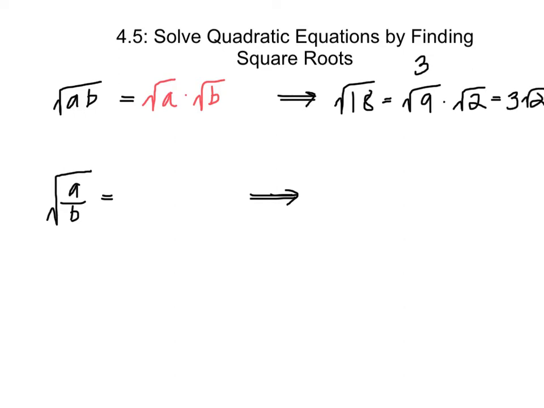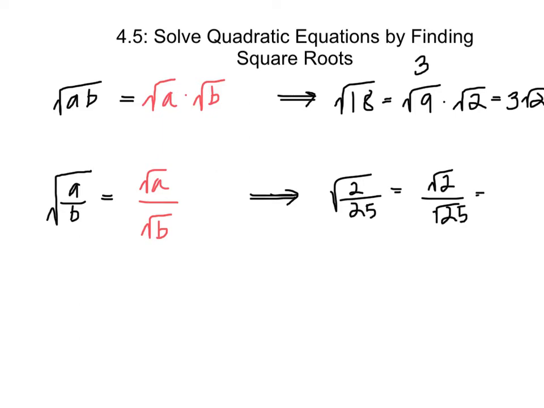Similarly, when we divide in a square root, so we have the square root of a divided by b, that's the same thing as the square root of a divided by the square root of b. And now, in a real application, we have the square root of 2 divided by 25, which simplifies to the square root of 2 over the square root of 25, which is the same thing as root 2 over 5.